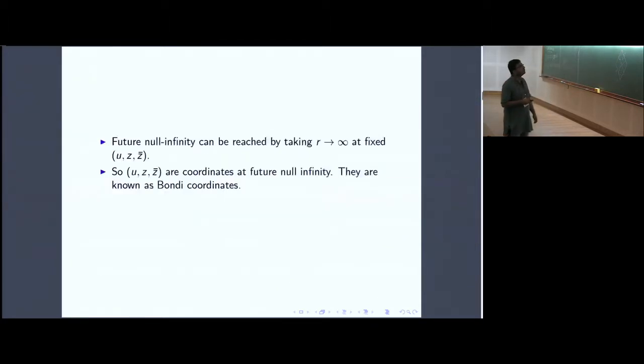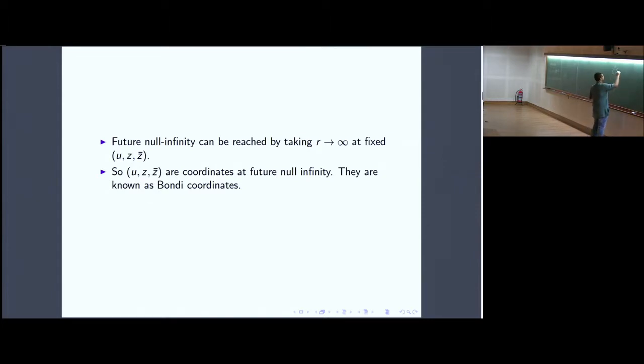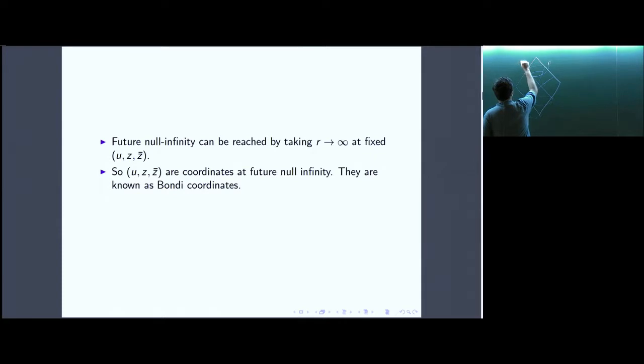Okay. So now the future null infinity, which is this Scri plus, you can reach there by taking r going to infinity at fixed u, z, z bar. Let me just draw this thing. A fixed u surface is like this, you can think of it as a u equals constant surface. The coordinates on this sphere are z and z bar, so this is an S2. And this r is the coordinate in this direction. So fixing u, z, z bar means you are fixing one particular point on Scri plus, and then you go in this direction.